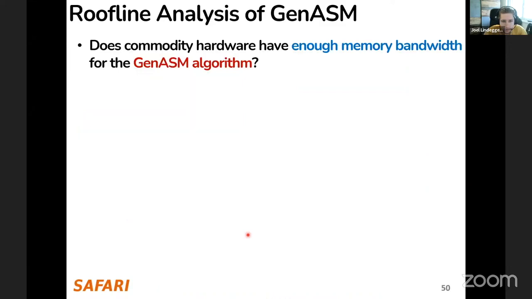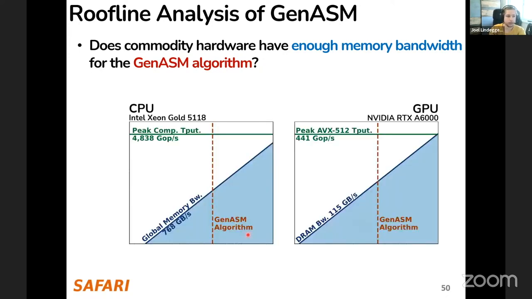To answer these questions, we started with a memory bandwidth analysis. We plotted a roofline model. The first question was, does commodity hardware have enough bandwidth for the GenASM algorithm? The roofline model lets you plot the compute throughput of a given hardware against its memory bandwidth. And from this chart, we can look at some interesting insights.